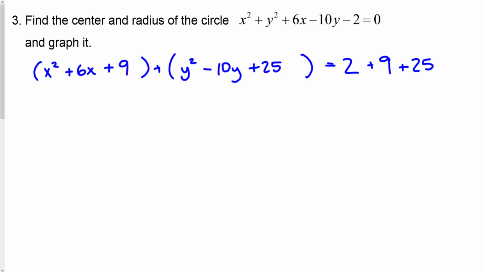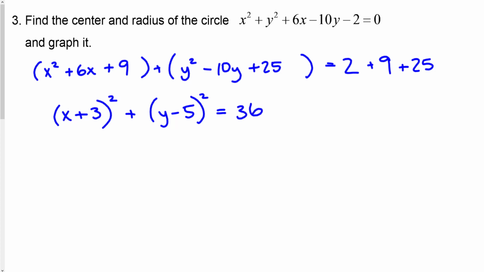Now, everything with an x here is a perfect square trinomial, so it's going to factor into just x plus half of my b term, quantity squared. Same for the y, so y minus 5 in this case, quantity squared. And then I can add up the constants on the other side. So 2 plus 9 is 11. 11 plus 25 is 36.